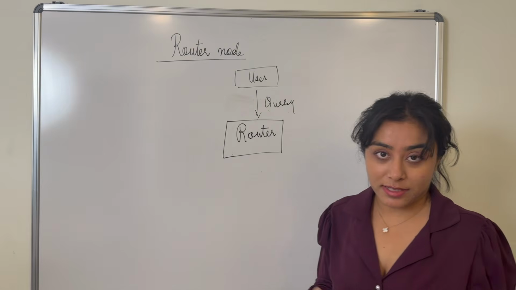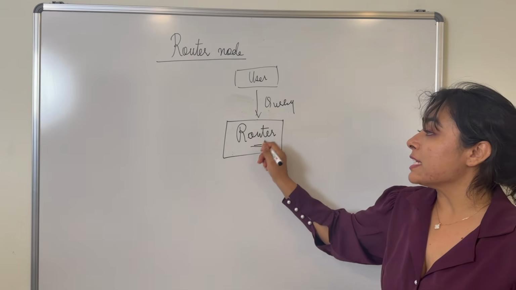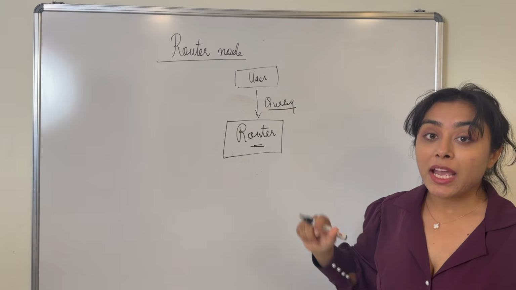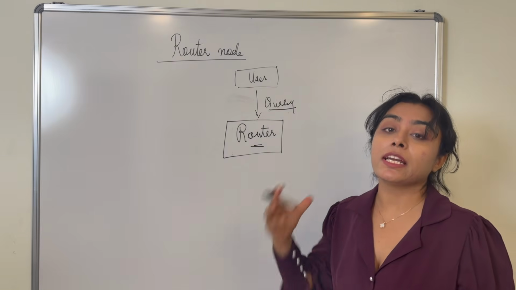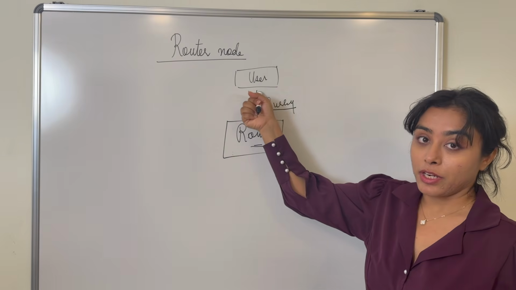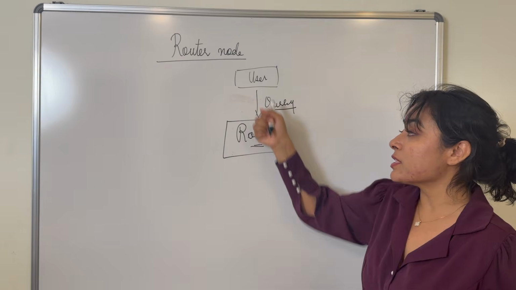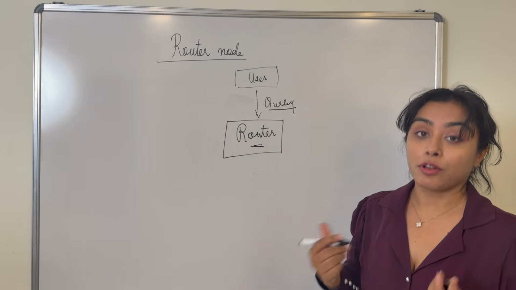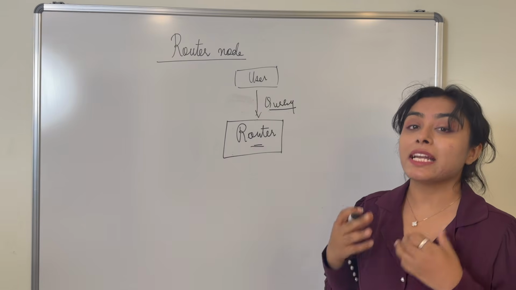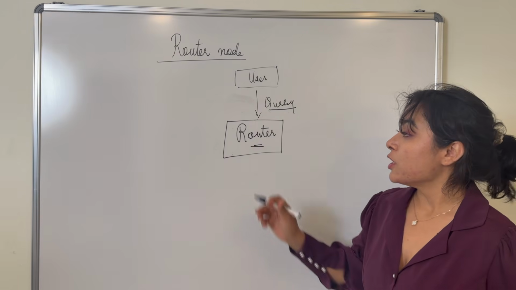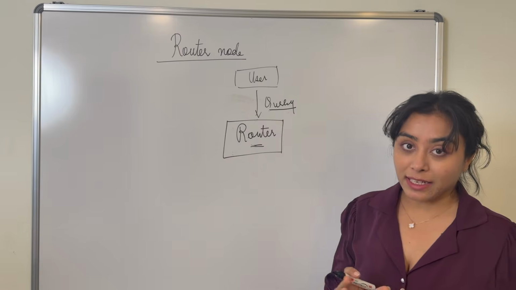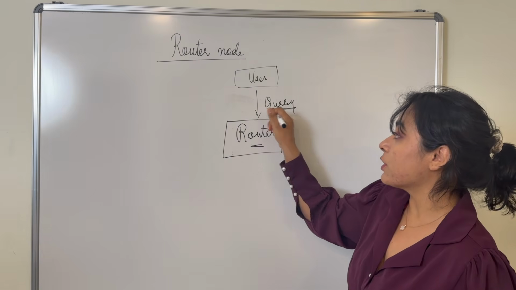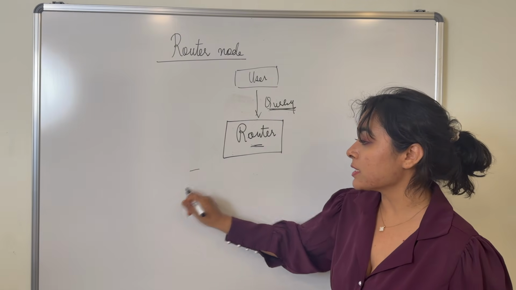The only task of this router node is to understand the query and to understand the intent of the user on what this user wants us to do for this query or to solve this query. What is the intent of the query? So this router exactly classifies the intent of the query into multiple parts.